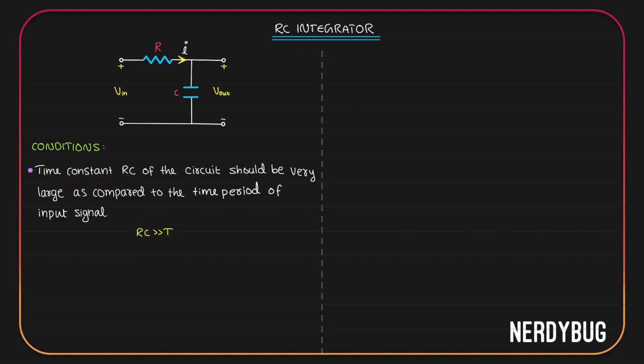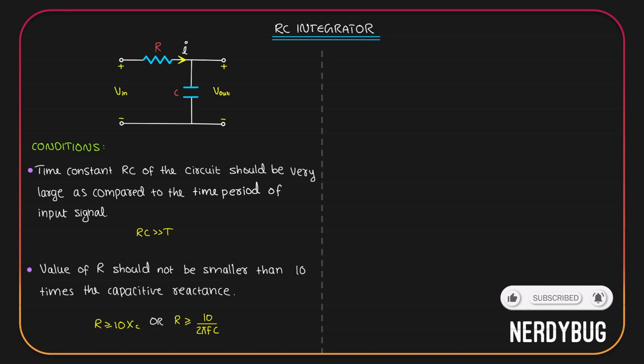The first condition is that the time constant RC of the circuit should be very large as compared to the time period of the input signal. RC should be very much greater than T. When RC is longer, the capacitor will take more time to charge and discharge. That is, the filter will react slowly to the changes in the input. The slow response will cause it to average, or we can say smooth out the input signal over time rather than following every small change that is happening in the input. Because of the smoothing effect, the output is going to be a value that is like the integrated result of the input.